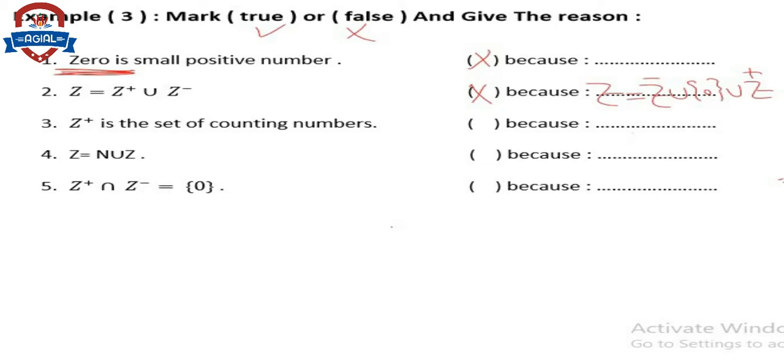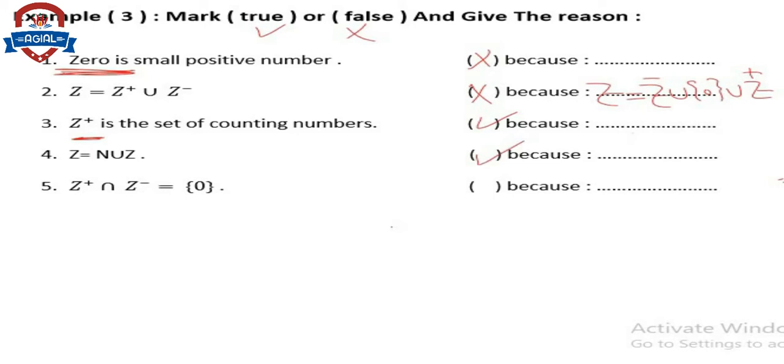Number 3, positive Z is the set of counting numbers. Who can answer this? The answer is true. Number 4, Z is equal to the set of natural numbers union the set of negative Z. The answer is true.